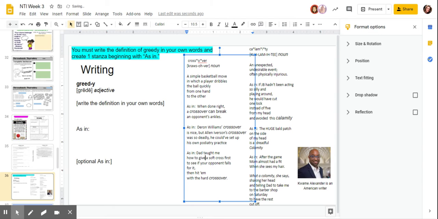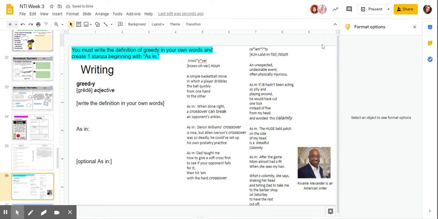Calamity. This is a second poem, also by Kwame Alexander. So calamity has 4 syllables, calamity, and this is how it's pronounced, calamity. It is also a noun. An unexpected, undesirable event, often physically injurious, which means you don't see it coming and it can hurt your body.